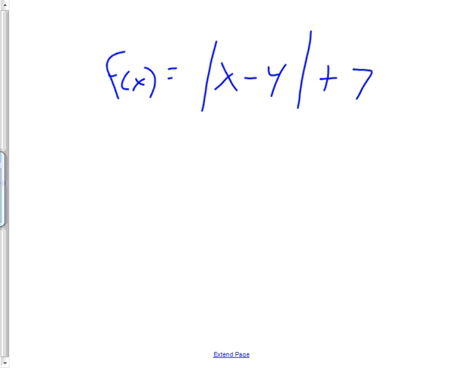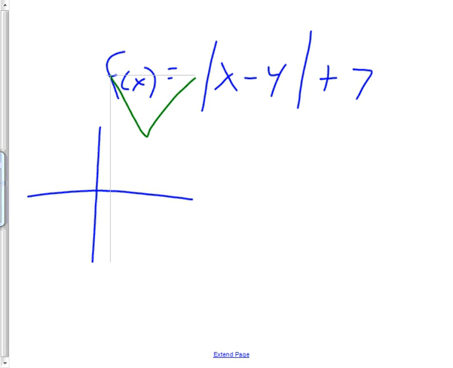7 to infinity. If you know what the picture looks like, which is a V shape that's been moved 4 to the right and up 7, it's fairly easy to say, oh yeah, that's from 7 to infinity, because the lowest it goes is 7, and the highest it goes is infinity. So 7 to infinity is its range. So what do you then know about its inverse? The domain is 7 to infinity. Yes. All right.